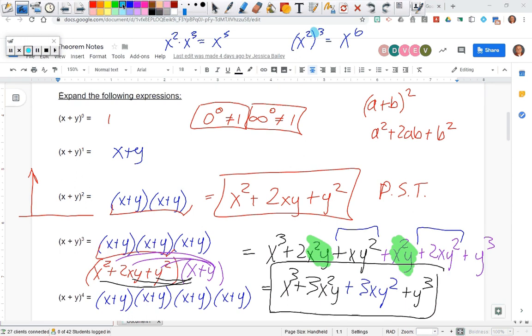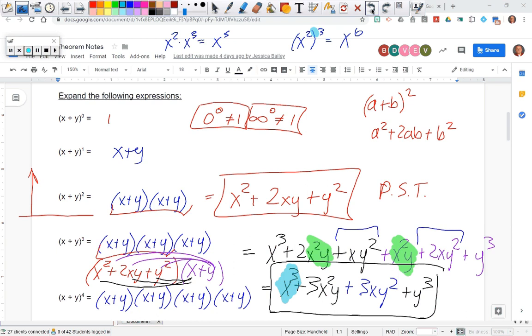Watch. So x is way before y. And alphabetically, x is before y. That's why I put x at the beginning. Okay? You don't necessarily have to do it the way I'm showing you, but I highly suggest it so you can get organized. Okay?